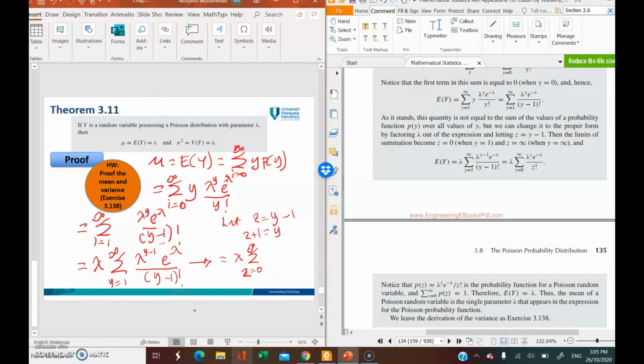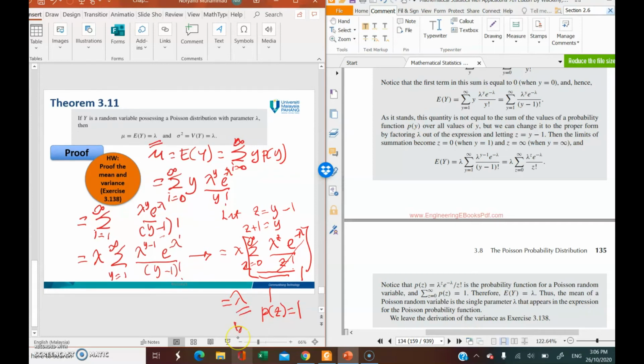But here you will have lambda power z, exponent negative lambda, over z factorial. Okay, so you can see that this is the p(z), probability of z, which is equal to 1. Since this is equal to 1, you will get lambda. So it's proven, it's lambda.